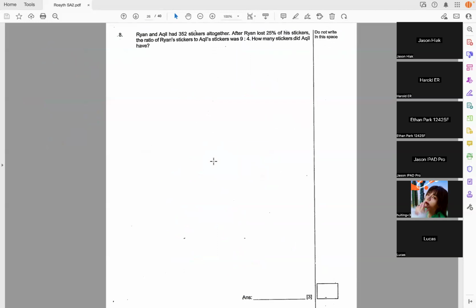Ryan and Echo had 352 stickers altogether. After Ryan lost 25%, so the practice will be always convert your percentage into fraction. Okay, 25% is 1/4. The ratio of Ryan's stickers to Echo's stickers was 9:4 after Ryan lost 25%. How many stickers did Echo have?